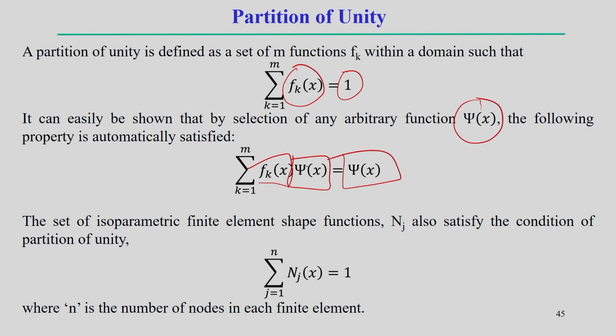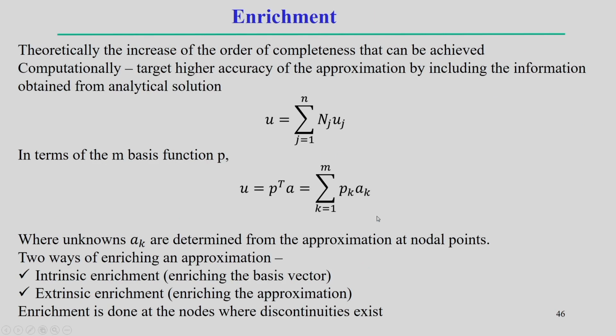So, based on this we can find that the set of isoparametric finite element shape functions Nj also satisfies the condition of partition of unity, such that the sum for j equal to 1 to n of Nj x is 1. We have already seen that the summation of these shape functions satisfies the partition of unity, where n is the number of nodes in each finite element. So, that also satisfies the partition of unity method.